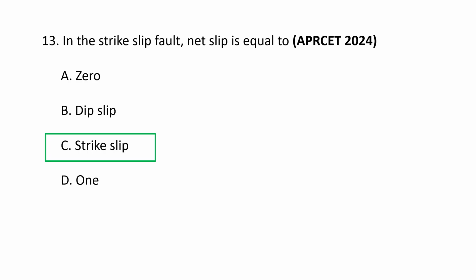In a strike slip fault, the net slip is equal to the strike slip component because the slip is almost entirely horizontal and parallel to the fault's strike with a vertical component that is negligible. So in the strike slip fault, the net slip is equal to the strike slip. So C is the correct option.